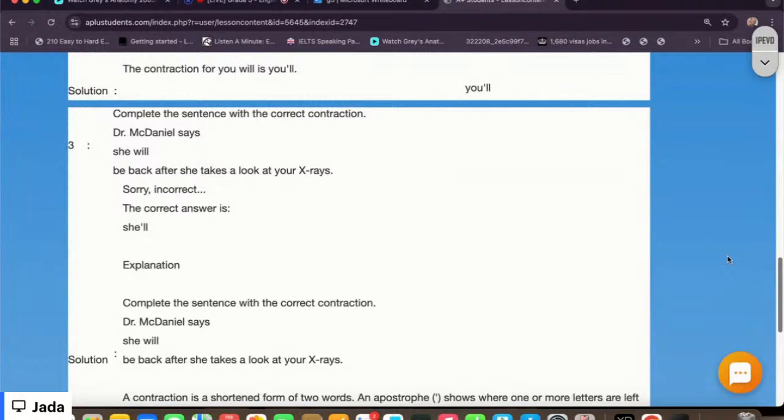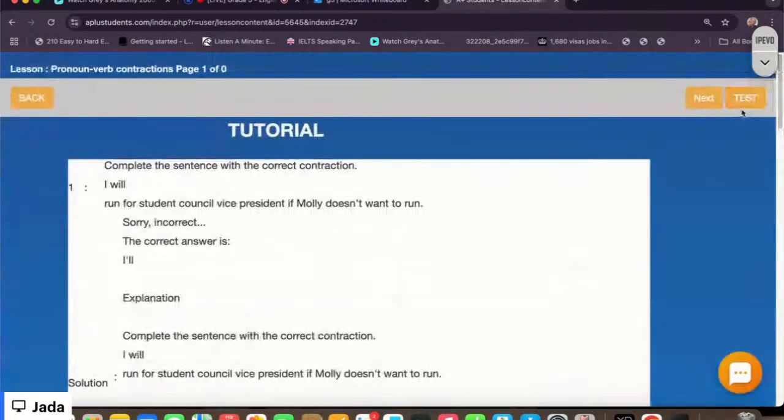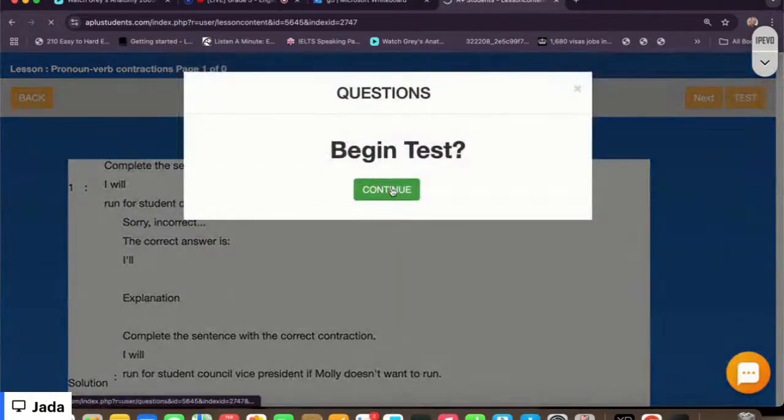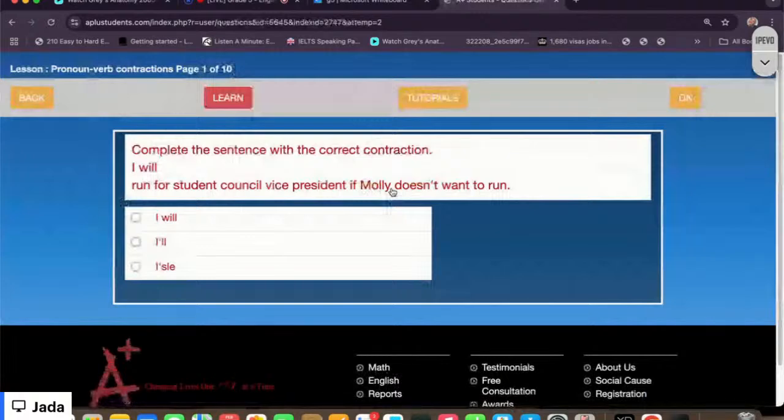Okay, Dr. McDaniel says that she will be back after she takes a look at your x-rays. So she will be back after she takes a look at your x-rays. Okay. So we'll move on to the test. I will run for student council vice president if Molly doesn't want to run. So what is your right answer over here? You can share your answers on the chat.